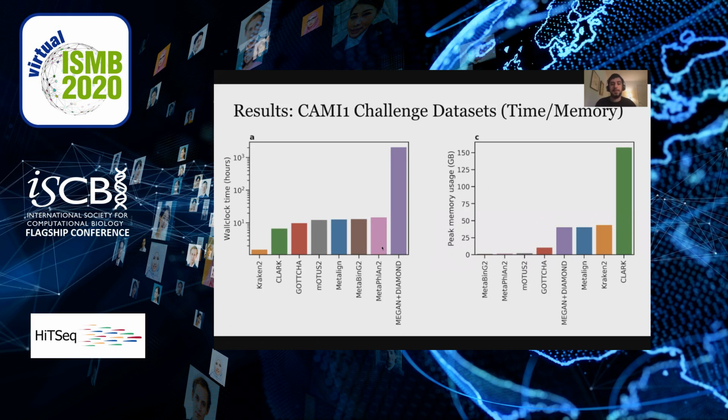Kraken 2 was very fast. Megan was a couple of orders of magnitude slower, around 1,000 compute hours. Note that this is a logarithmic scale here. Memory, Clark used by far the most, over 150 gigs. Marker gene-based methods such as MetaPhlAn and MOTUS had very low memory usage, around 2 gigs. And there's sort of this middle pack of using around 40 gigs of memory where Metalign fits in. So Metalign is middle of the pack in both of these. We're not trying to be the fastest method. We're trying to be the most accurate method that has reasonable speed.